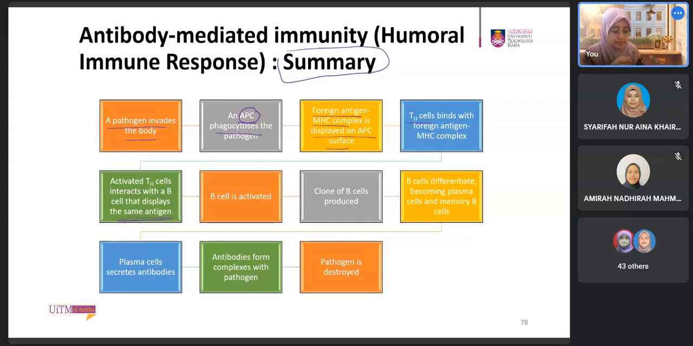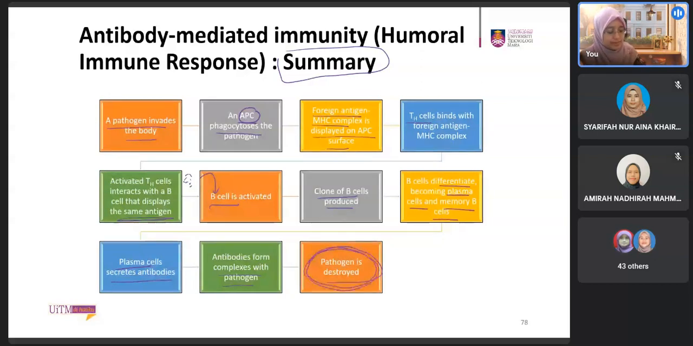And then the B cell that also binds to the same antigen will bind to the receptor of the activated helper T cell. So the T helper cell will secrete cytokines to activate the B cell. The B cell is activated, divides many times, and proliferates to produce clones of B cell. The clones of B cell then differentiate to become plasma cell and also memory B cell. Plasma cell is the cell that secretes antibody that circulates in your body fluid. So antibody forms complexes with the pathogen. Pathogen is then destroyed through several mechanisms.